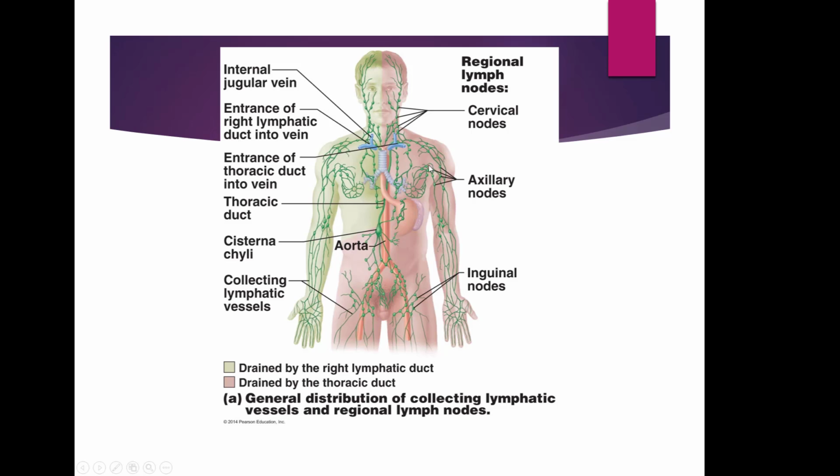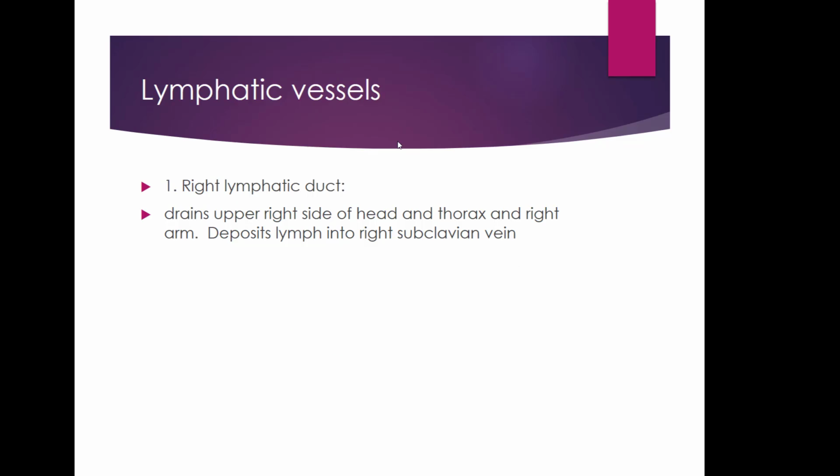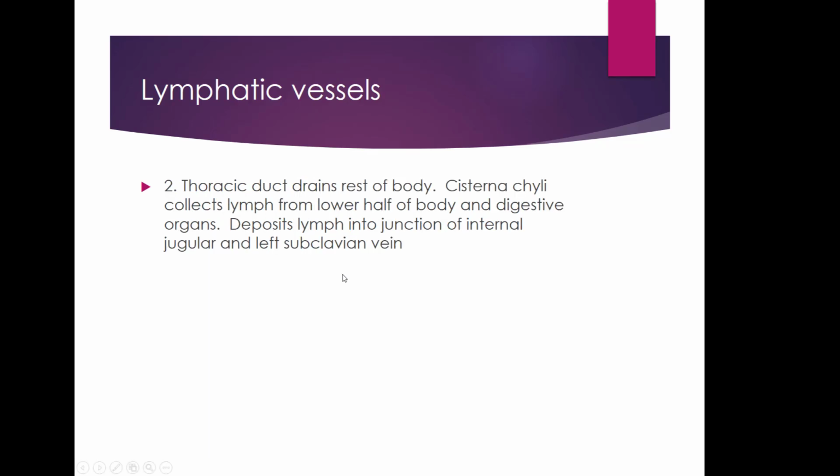And then over here on the left, all of this, the left side of the head, left arm, left thoracic, and the whole lower half of the body will all come up to here and then start in an enlarged area, kind of like a catchment basin called the cisterna chyli, and then go up into the thoracic duct and then into the left subclavian vein. Okay, so here is that information, and there's the thoracic duct.